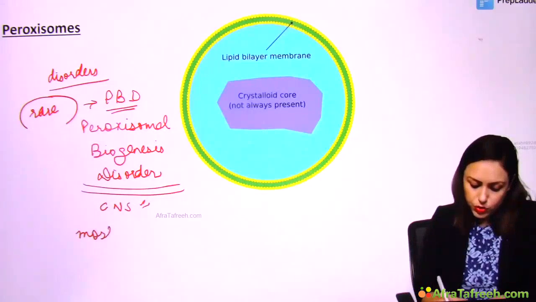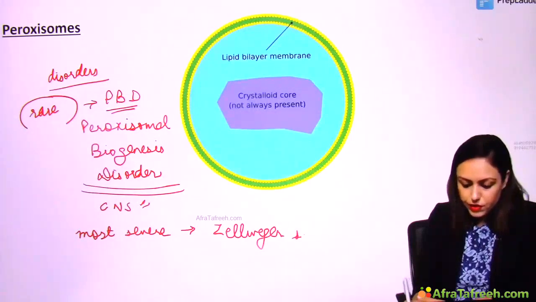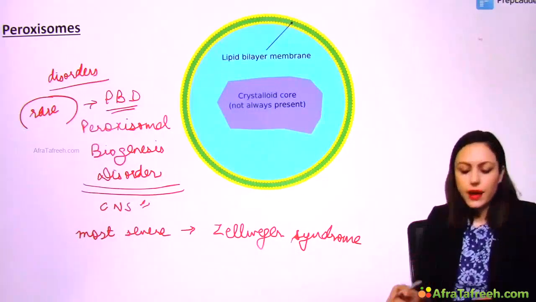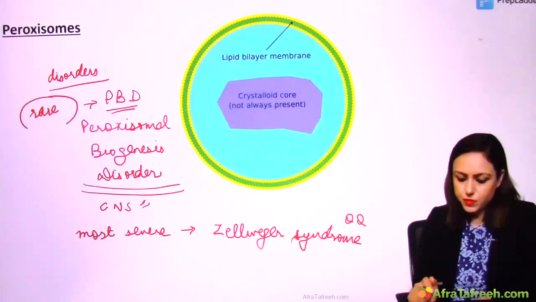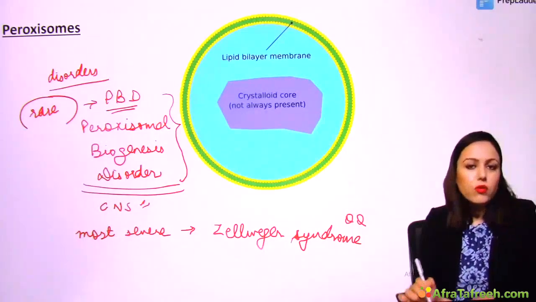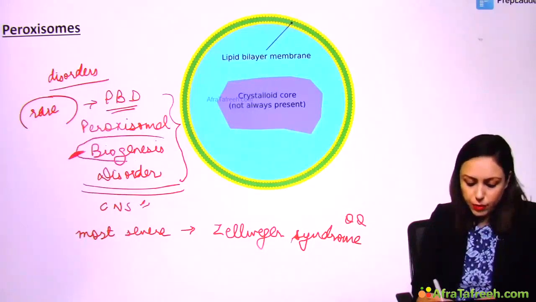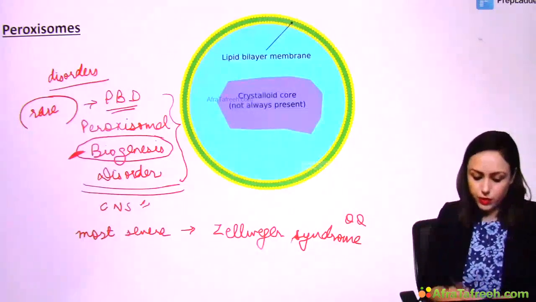And the most severe peroxisomal biogenesis disorder is Zellweger syndrome. The detail of this topic I have covered in lipids, so you can do it there, and it is a very, very important and frequently asked topic in the exams. Basically, in all the peroxisomal biogenesis disorders, what is happening? There is a problem in the synthesis. See the word biogenesis, synthesis of peroxisomes, right? Okay, so we are done with peroxisomes.